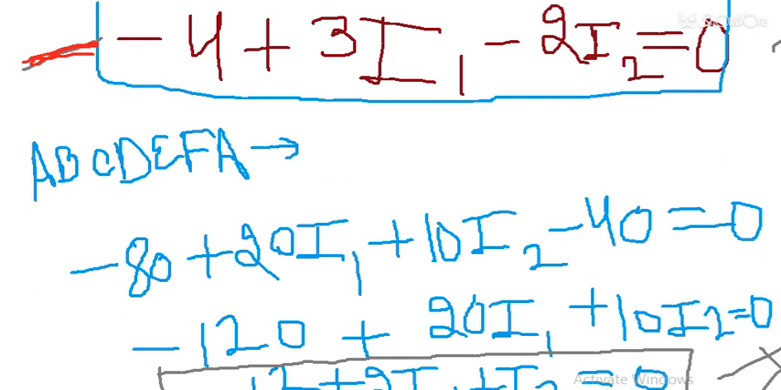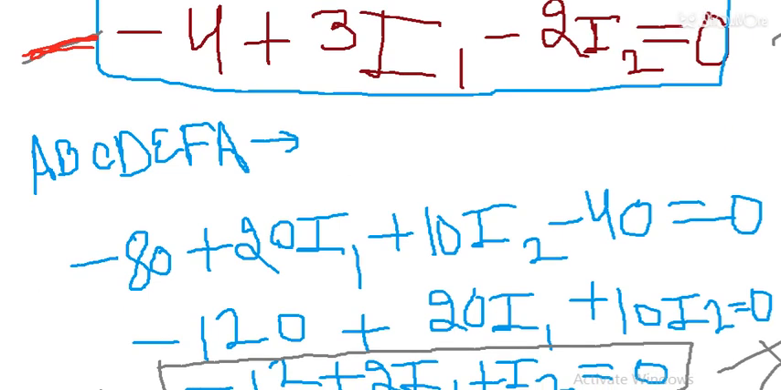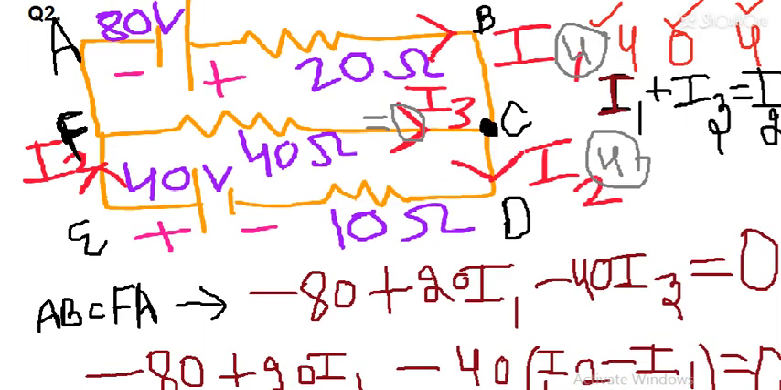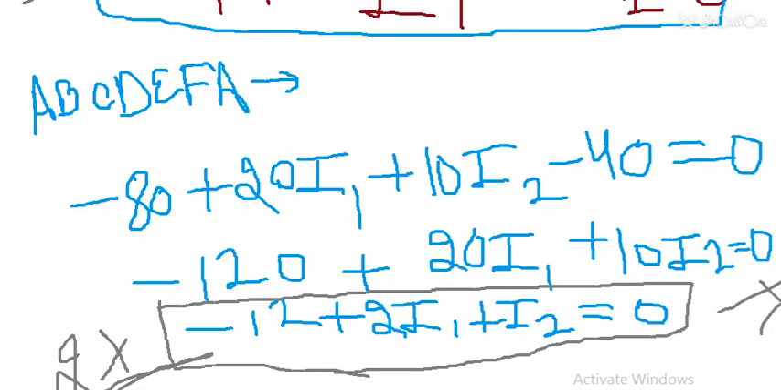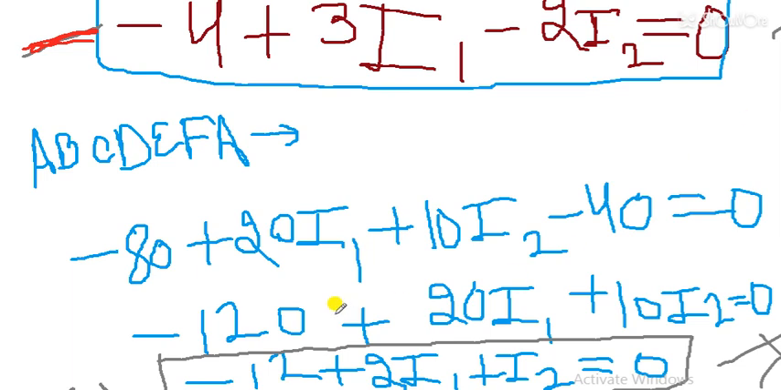Then, students, I have taken the path A, B, C, D, E, F, A. That is the outermost loop: A, B, D to D, D to E, and E to F, A. So then I have taken that loop and the equation of that. Then I got two equations: 4 plus 3I1 minus 2I2 is equal to 0, and minus 12 plus 2I1 plus 2I2 equal to 0.